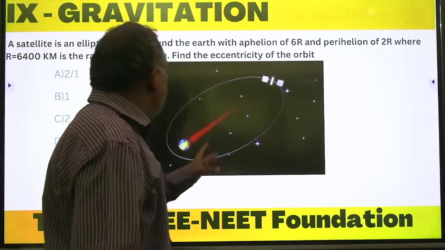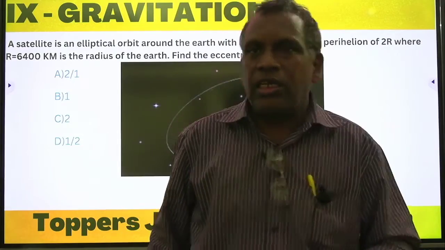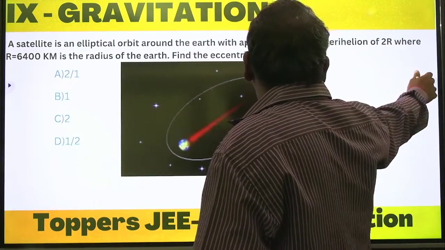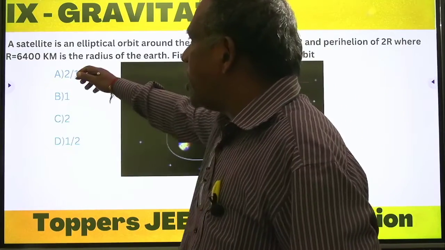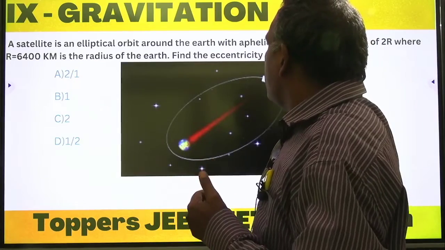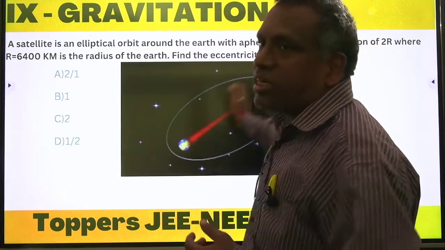A satellite in the elliptical orbit. The apogee is 6R and the perigee is 2R, where the radius of the Earth is 6400 kilometers. Find the eccentricity of the orbit.